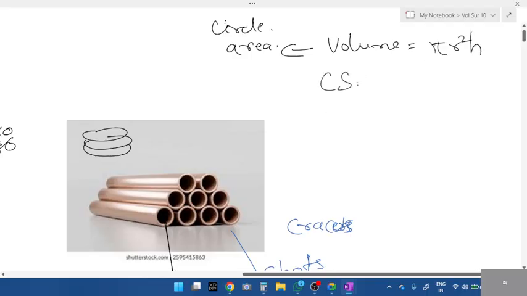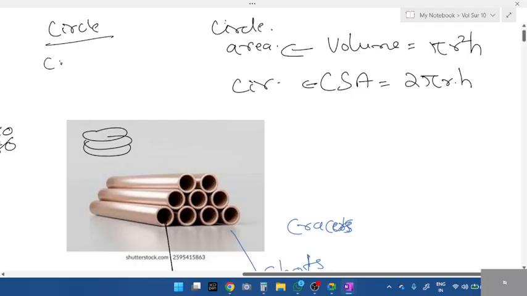When it comes to curved surface area, C, just remember C stands for circumference. What is the circumference of a circle? All of you respond. Circumference of a circle is 2 pi r. Along with that, multiply by h. If you want, I'll give you, for circle, make a note. For circle, circumference is equal to 2 pi r.